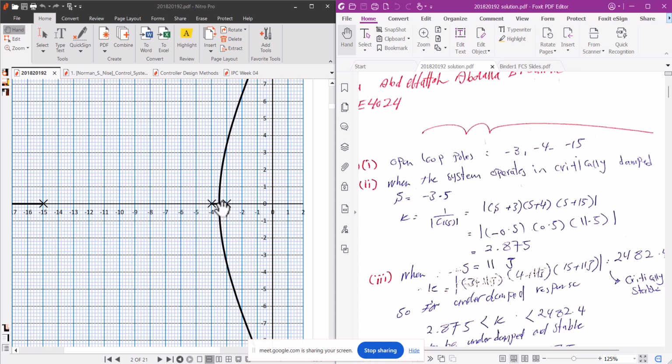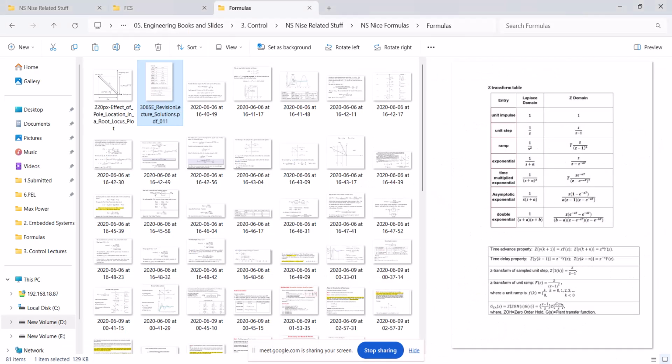Now we know the position of the poles when we want to operate our system in critically damped, but we want to know the gain. So how will we determine the gain? Its formula is k equal to 1 over the magnitude of G(s), the inverse of the transfer function, because the concept is k times G(s) equal to 1. This is the root locus concept.